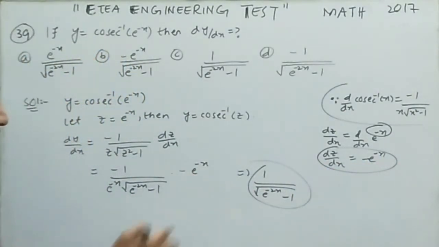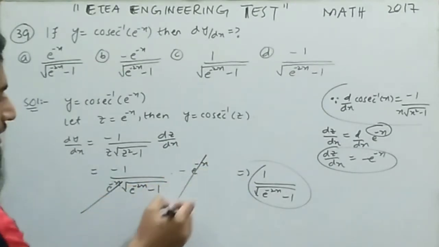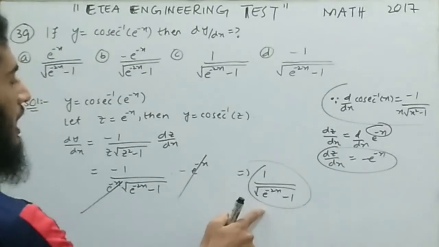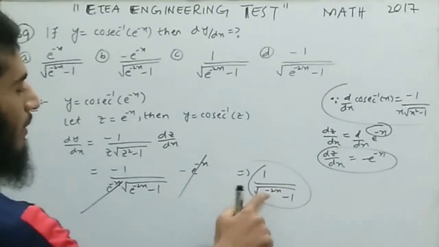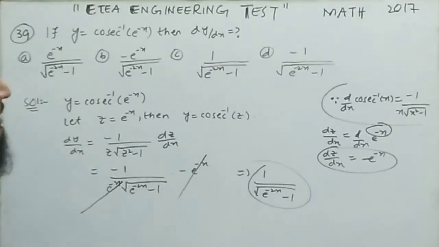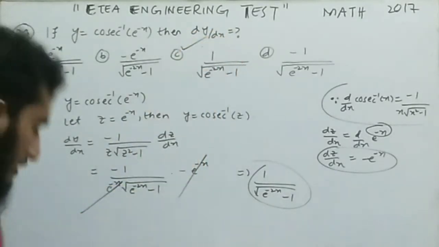So put it over here. Now this will cancel out with this, and minus multiplied by minus will give us plus 1 divided by under root of e power negative 2x minus 1. So this is actually the required derivative. So the correct option for this MCQ is option number C.